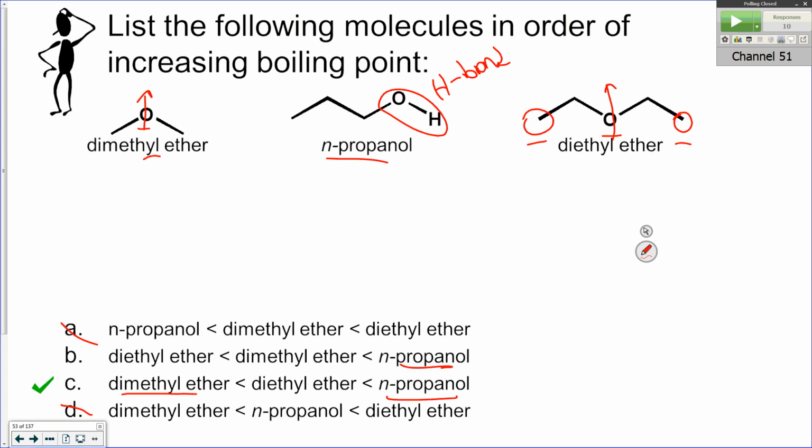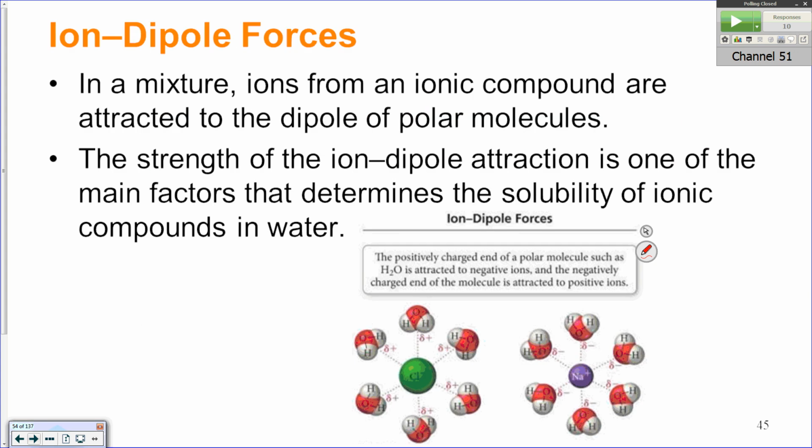If you'll look at the old exams, you'll see examples. I ask a question similar to this every year, where you have to choose either highest or lowest, or put them in order on the list, and you've got some Mastering Chemistry problems that are like that.